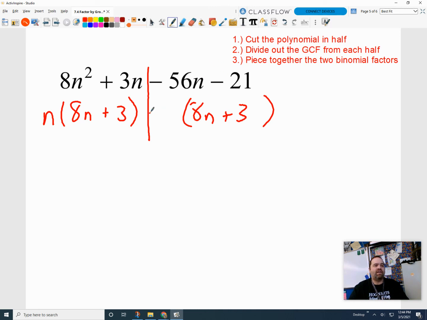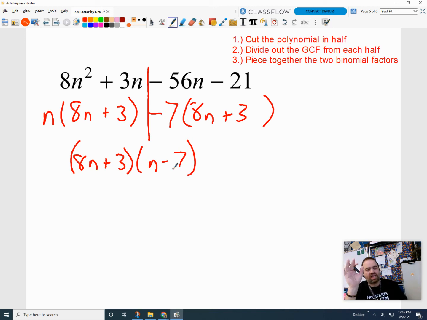In this case, I need to divide out a negative. And then what do you divide 56 by to get 8? Oh, there's your 7. Okay. So 8n plus 3, and then n minus 7. Again, the thing to look out for, if the second half starts negative, if this is a negative right here, you've got to divide out a negative number at the beginning.